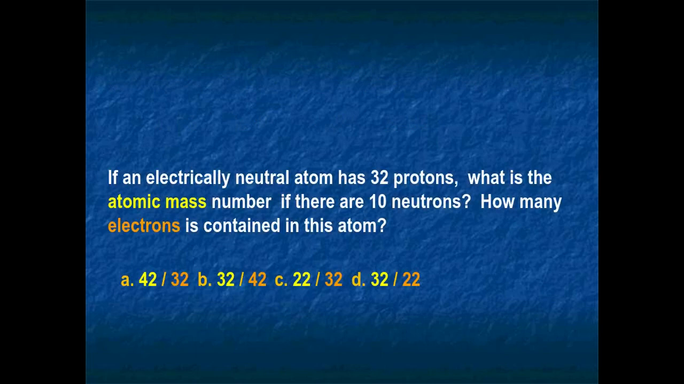If an electrically neutral atom has 32 protons, what is the atomic mass number if there are 10 neutrons? How many electrons are contained in this atom? So the yellow numbers in the answers below are the atomic mass, and the gold answers below are the electrons. See if you can find the correct combination. I'll give you 30 seconds.